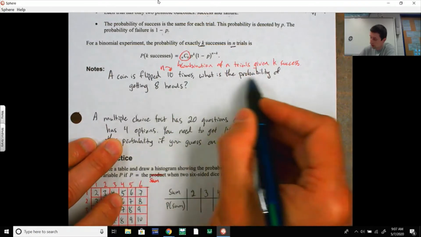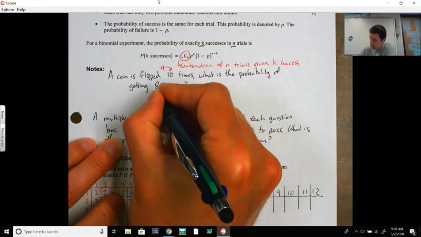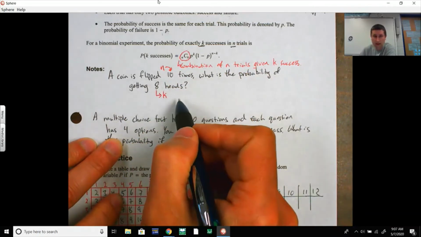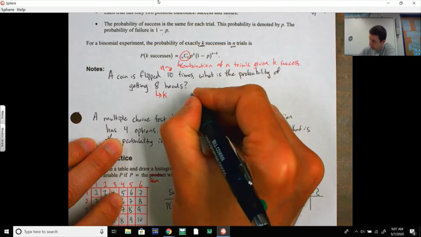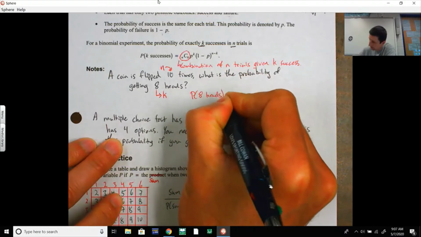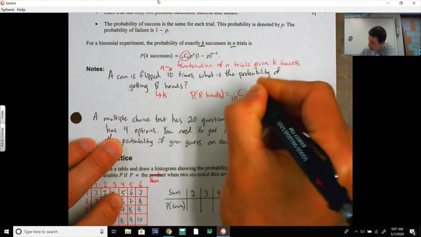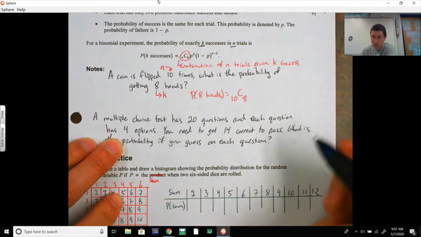What is the probability of getting 8 heads? 8 is going to be our success value, so this is our K. They want to know the probability of getting 8 heads. So N is 10, and 8 is going to be K. So for the first part, we have to figure out what is 10 choose 8. We can use the formula from the last lesson, or I'm going to be using the calculator.